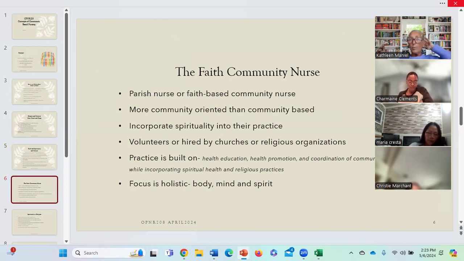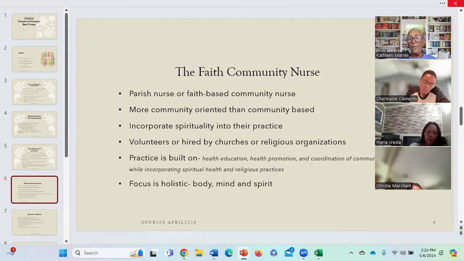So there is another kind of community nurse. I think we've got a school nurse, an environmental nurse, an occupational health nurse, immunization nurse, hospice nurse, home health nurse. We also have a faith community nurse. The faith community nurse, just real quickly, is somebody who is hired and works within the congregation, whatever the religion is, whether it's in a church, in a mosque, in a temple, doesn't matter.